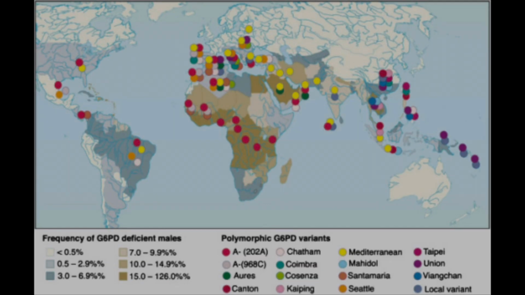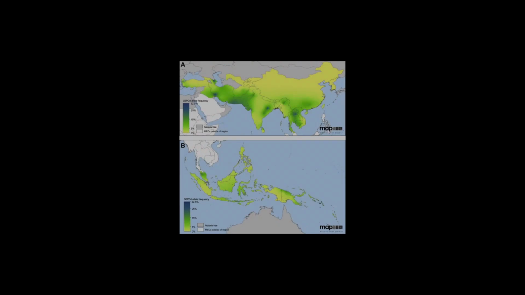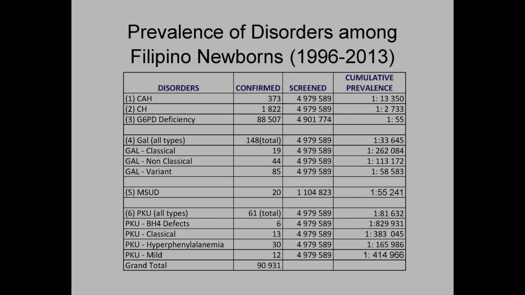Mediterranean populations. Countries such as Greece, Italy, and Turkey have a significant prevalence, with some variants leading to severe hemolytic anemia. Middle Eastern populations. Prevalence is also notable, with many affected individuals carrying variants that can cause severe symptoms. Southeast Asian populations. This region, including the Philippines, has a high prevalence. In the Philippines, approximately 6 to 10% of the population is affected.